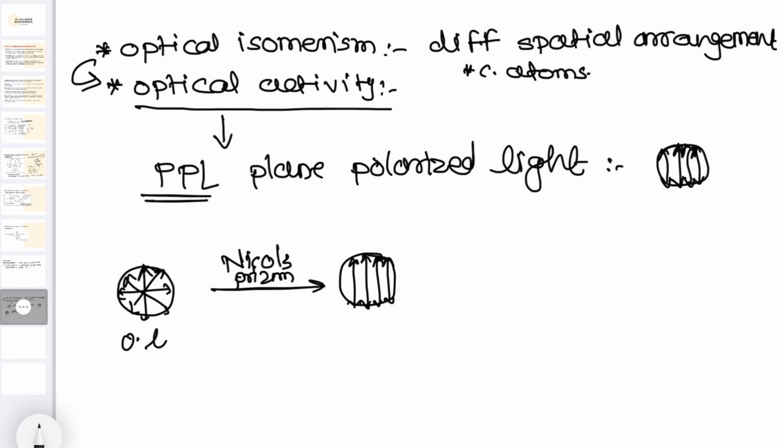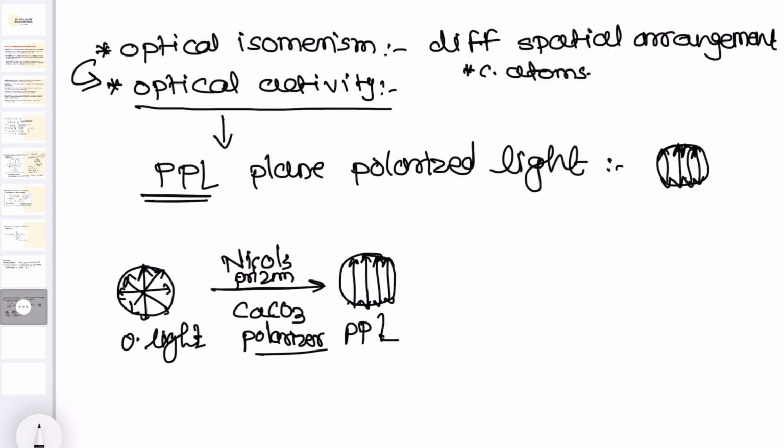This is ordinary light. This is plane polarized light. A Nicol prism is a special type of prism made from pieces of calcite, a crystalline form of calcium carbonate arranged in a specific manner. It is also called a polarizer. That means the substance that converts ordinary light into plane polarized light is called a polarizer.